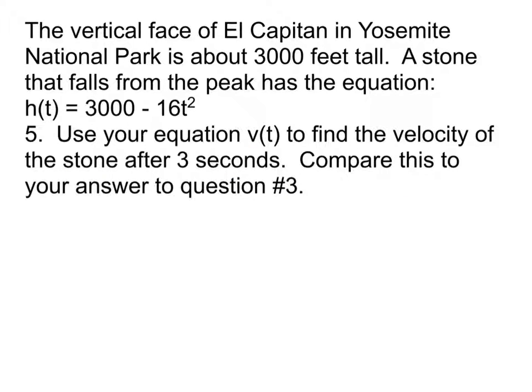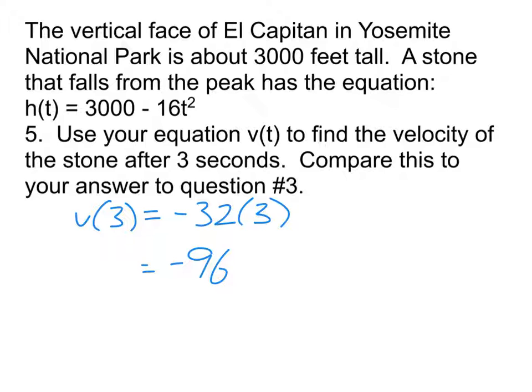Same problem, but this time please use your equation for v of t that we just found to find the velocity of the stone after 3 seconds. Should be quick and easy. So we're basically doing v of 3 here, which is negative 32 times 3. And so we end up getting negative 96. And technically our units here are feet per second.